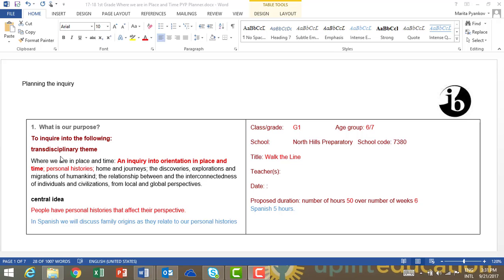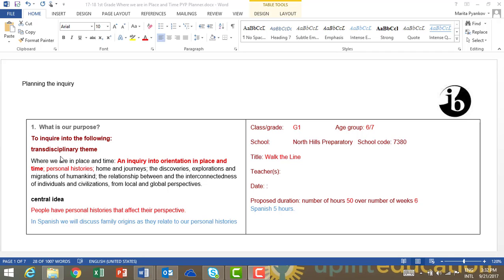The descriptor for this unit: an inquiry into orientation in place and time, personal histories, homes and journeys, the discoveries, explorations, and migrations of humankind, the relationship between and the interconnectedness of individuals and civilizations from local and global perspectives, describes the entire K-5 experience of this unit. The highlighted part, an inquiry into orientation in place and time, personal histories, is the part that my first graders will focus on this year.